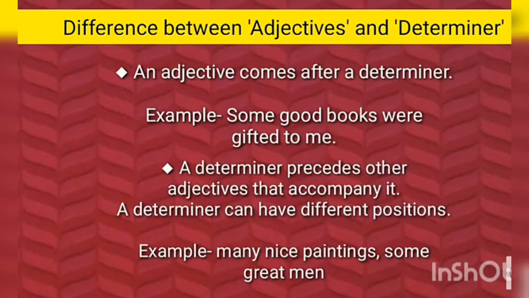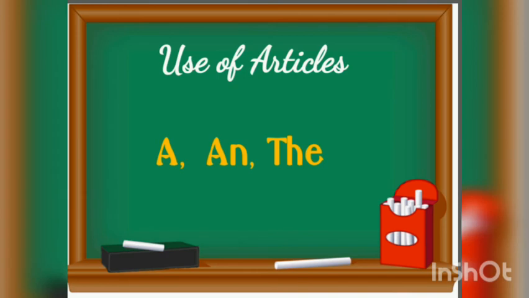Here the word good, that is an adjective, is placed after a determiner, that is some. Whereas a determiner precedes other adjectives that accompany it. For example, many nice paintings, some great men. Now I am going to discuss the use of articles a and the.